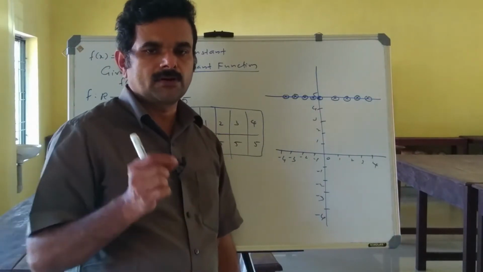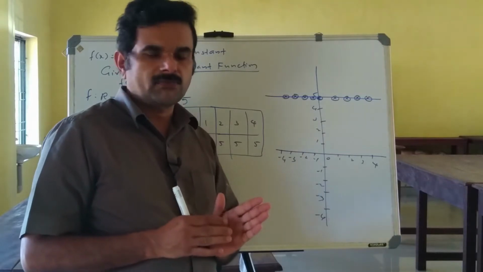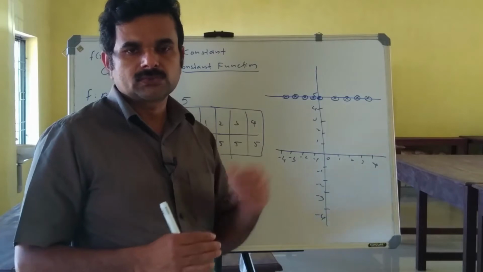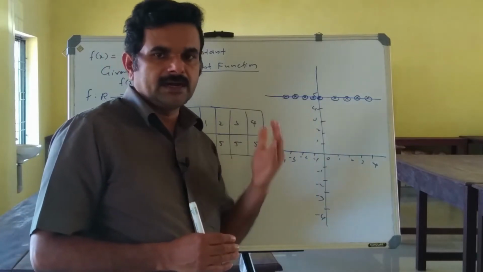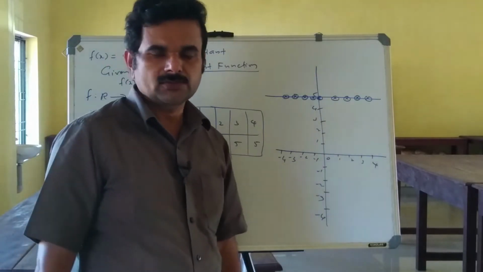So what about the property of a constant function? The graph of a constant function is a straight line which passes through the particular constant c and will be parallel to the x-axis. Okay, so that is all about the constant function. See another graph.